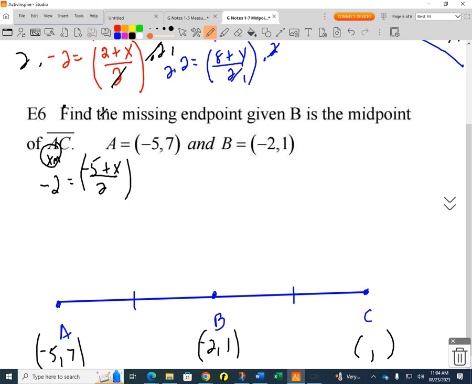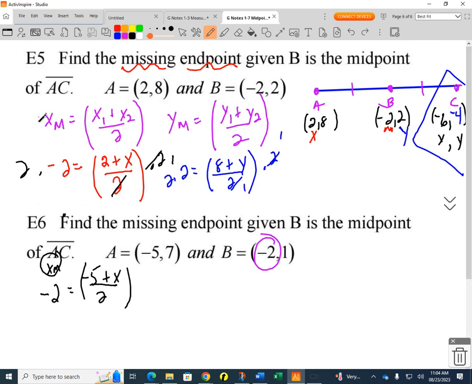Everybody understand how we got there? The formula is up above there. I didn't recopy it. Anybody have any questions about how we got that? So if we're finding the x coordinate of our endpoint, if we're looking for x here, then we use the x from the midpoint. The formula is the x coordinate of the midpoint. That's what that means. So x with the little subscript m means the -2 would be the x coordinate of that. Okay?